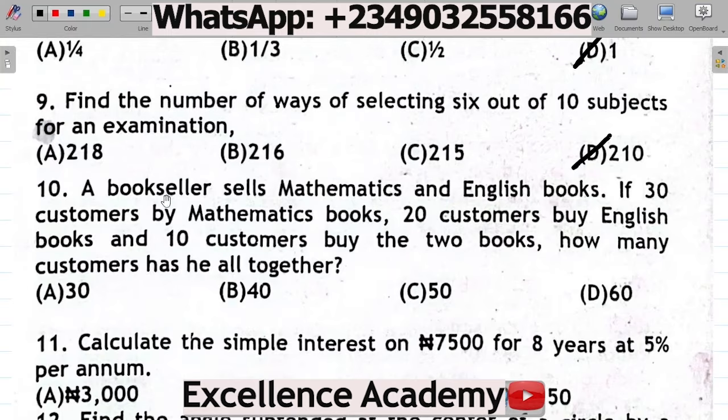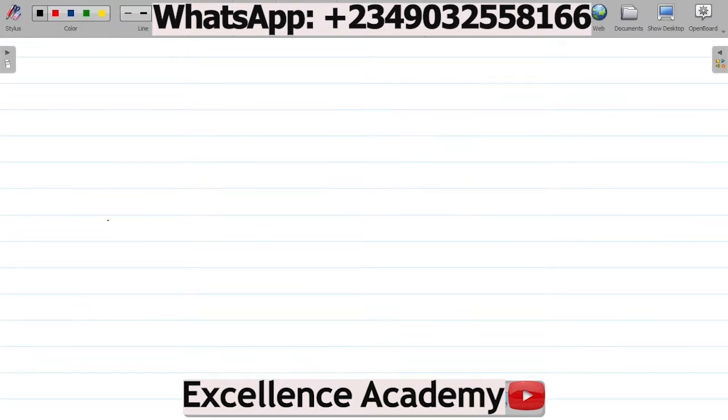Question 10 says, a bookseller sells mathematics and English books. If 30 customers buy mathematics books, 20 customers buy English books, and 10 customers buy the two books, how many customers has he altogether? A, 30, B, 40, C, 50, and then D, 60. So how do we solve this question? Now, here's a question on Venn diagram, and you have two sets of elements there, mathematics and English. So we'll use a Venn diagram for this.